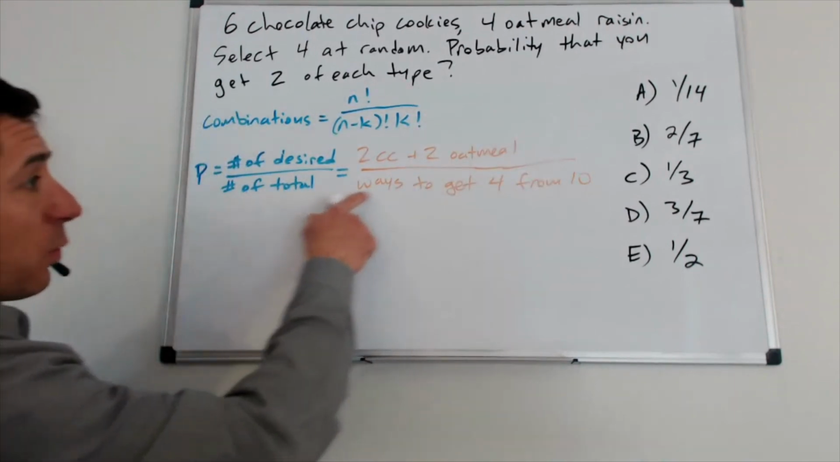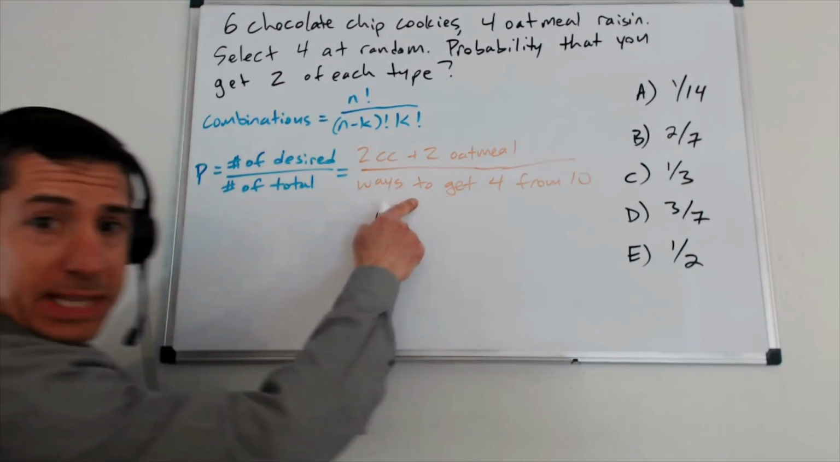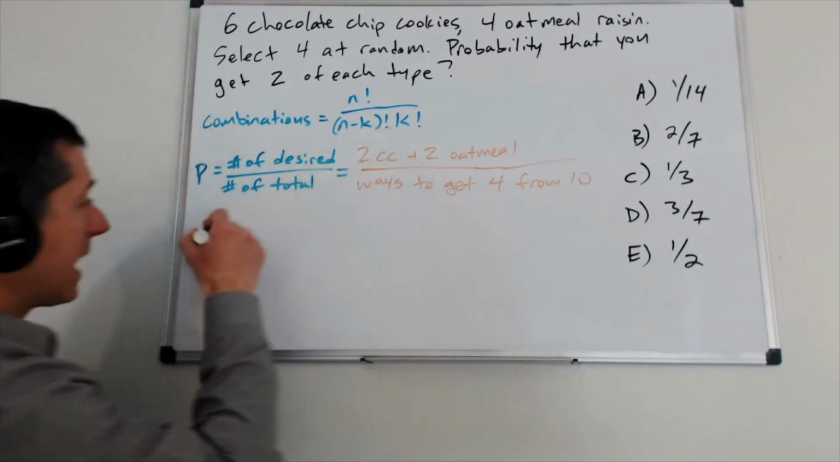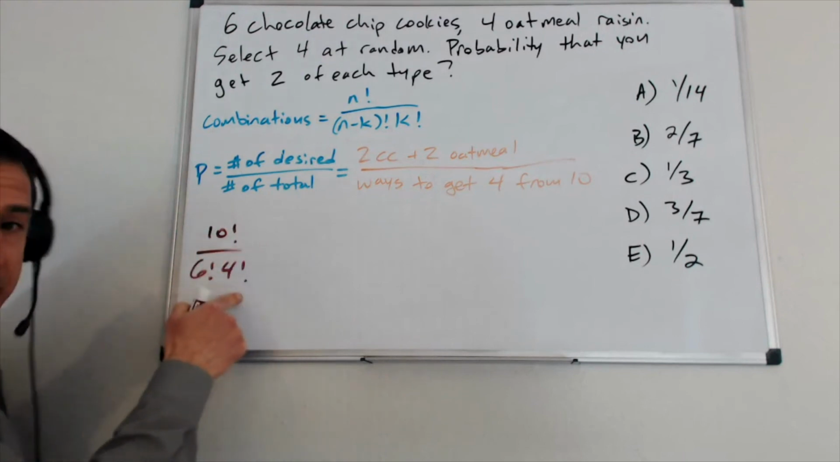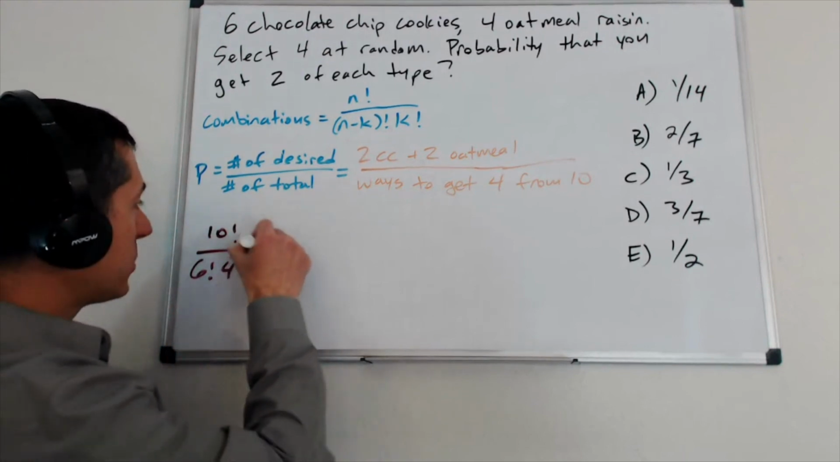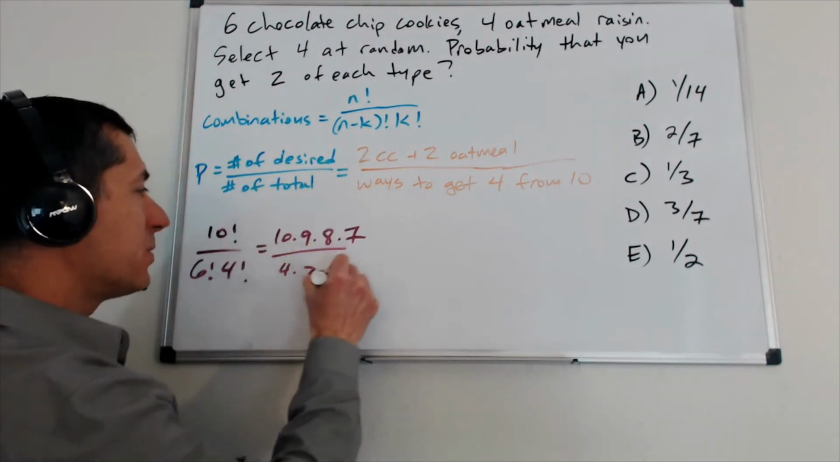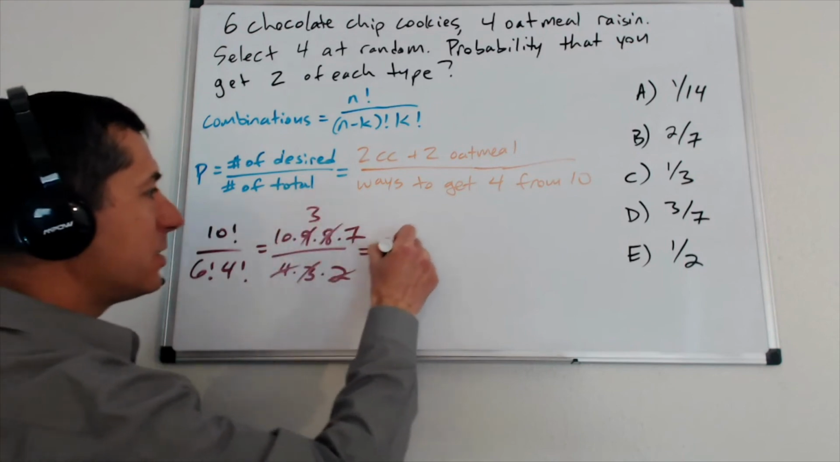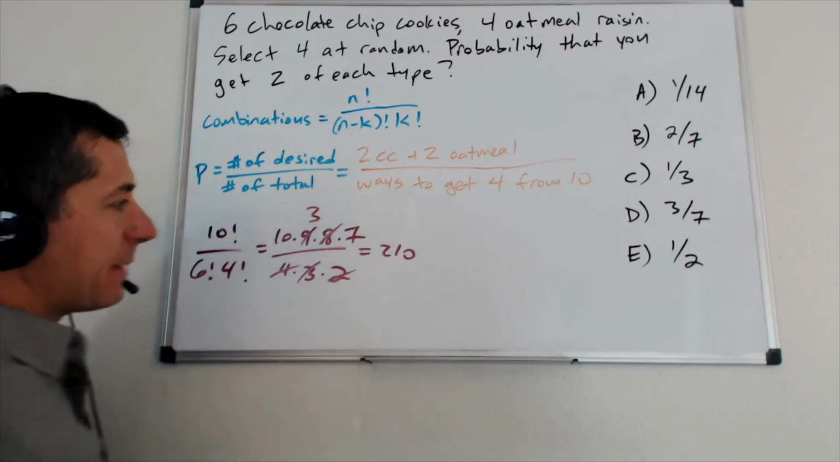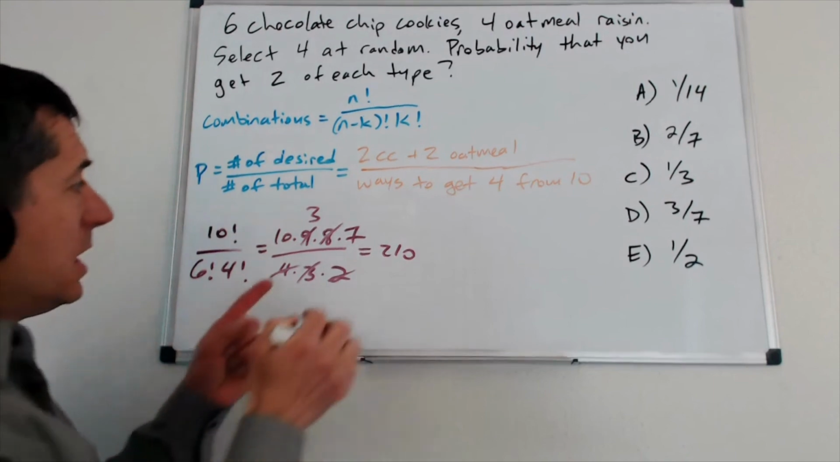So I'm going to start with the ways to get 4 from 10. So 10 cookies, I'm going to choose 4, punch it into our handy little formula here. 10 factorial over 6 factorial, 4 factorial. So 10 times 9 times 8 times 7 over 4 times 3 times 2. The 8 cancels, the 3 cancels, and I get 210. There's my denominator up there.